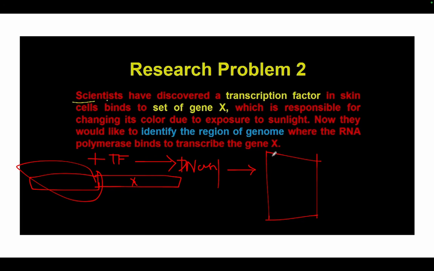So without the transcription factor, we will get some set of bands. When we add the transcription factor, we will see that some region of these bands is missing. Obviously, this is the region where our transcription factor is binding to the DNA. That is why it is not able to be digested, and that is why we are missing the bands from this region. If we run the sequencing gel on this side, we can know the sequence of this region, and that will tell us the exact binding site on gene X where this transcription factor is binding.